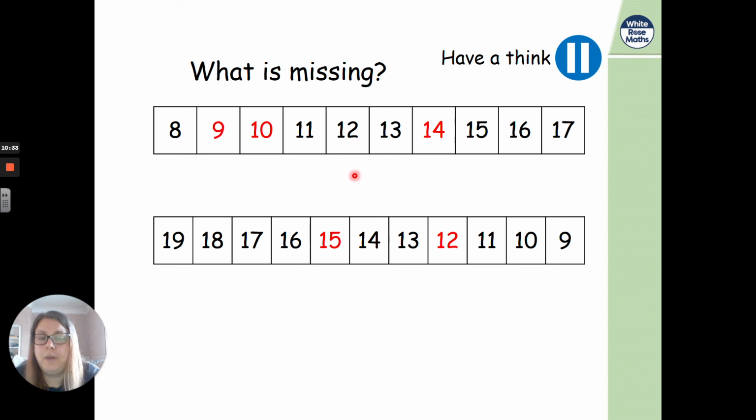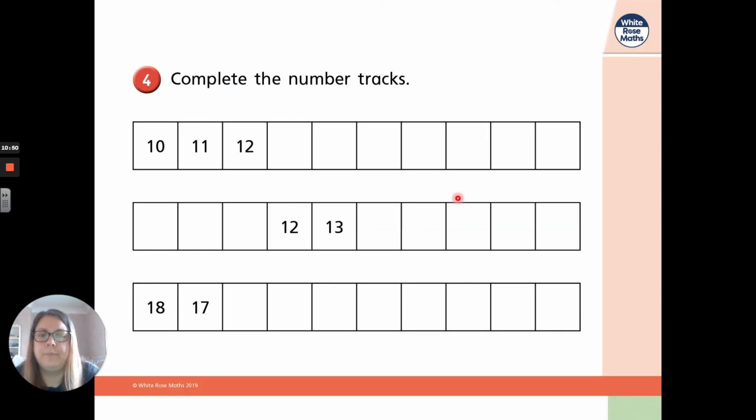So pause the video, give yourselves a tick if you managed to pop in the missing numbers and you wrote them the correct way. I don't want to see those mistakes like before. We've got to have them the correct way around, haven't we? With our 1 first, which represents our 10, and then the 5. So well done. Okay, so here are some more number tracks. Again, I want you to pause the video and complete the number tracks, please.